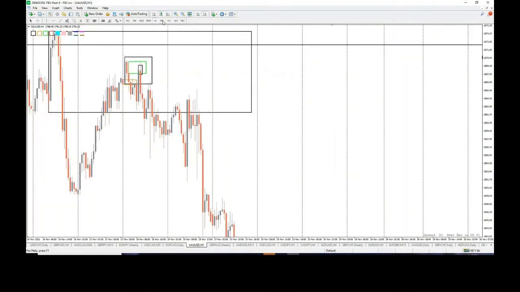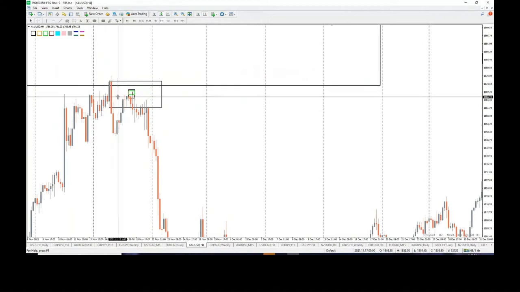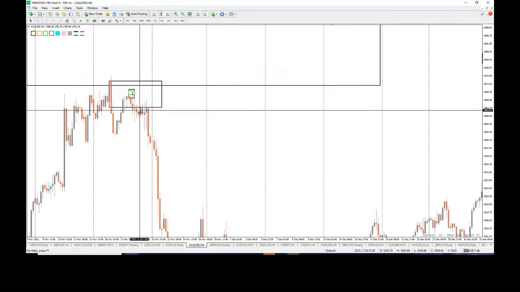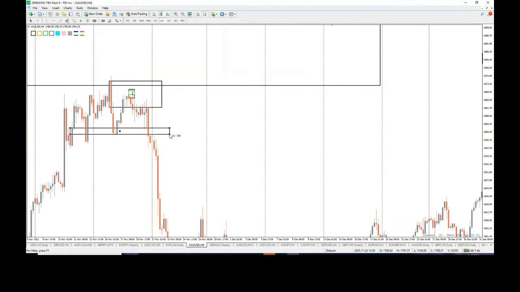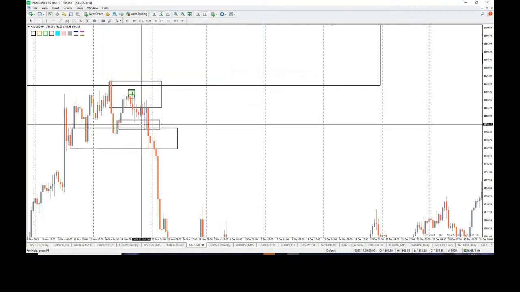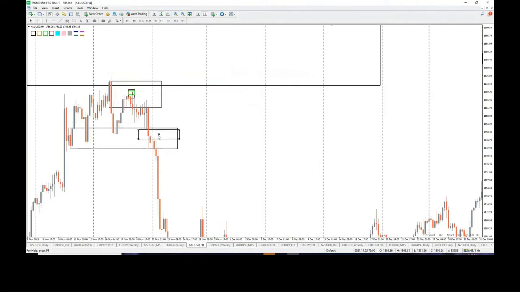Okay, so this is an H4 setup, right? From the H4 zone, we can TP on the H4 buy zone, which is here, right? So from there, this is your first TP, and then this is your second TP. You can understand now.